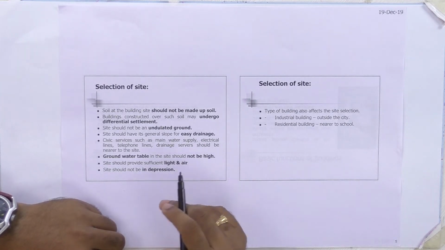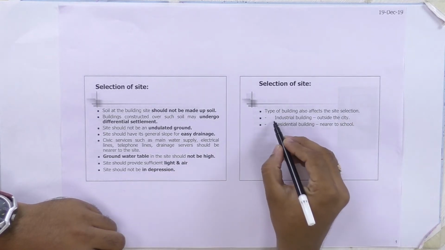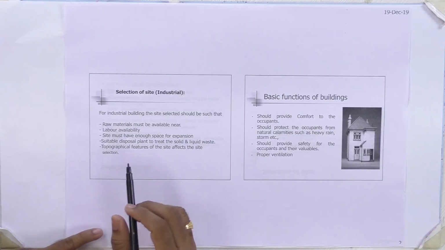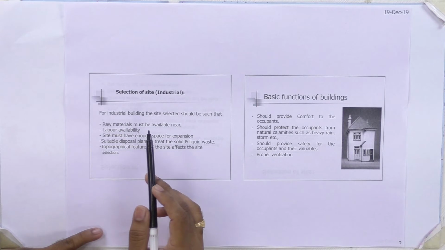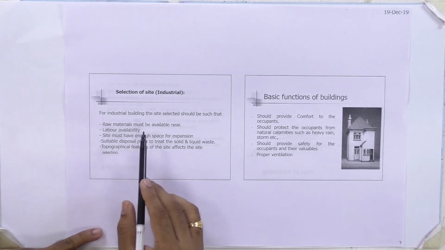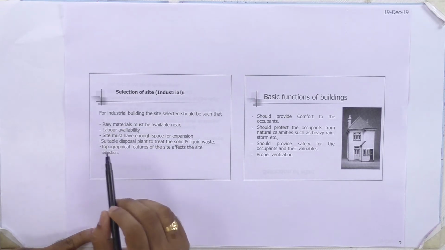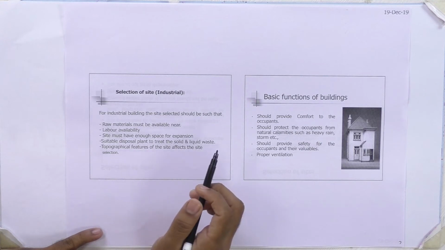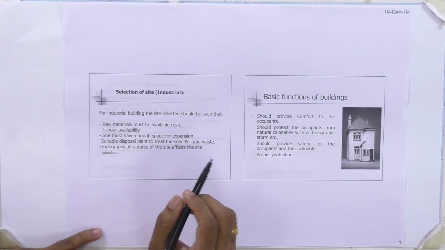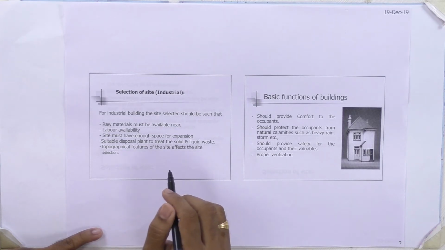So, we are differentiating the site selection into two. One is industrial building and another one is residential building. For selection of a site for constructing an industrial structure, first thing we have to see is that raw materials must be near to the site, and labor availability. Site must have enough space for expansion, and a suitable disposal plant to treat the solid and liquid waste. Topographical features of the site should not affect the site selection.